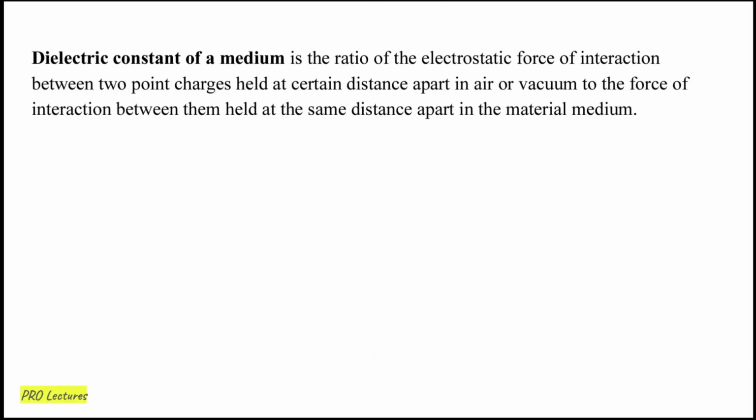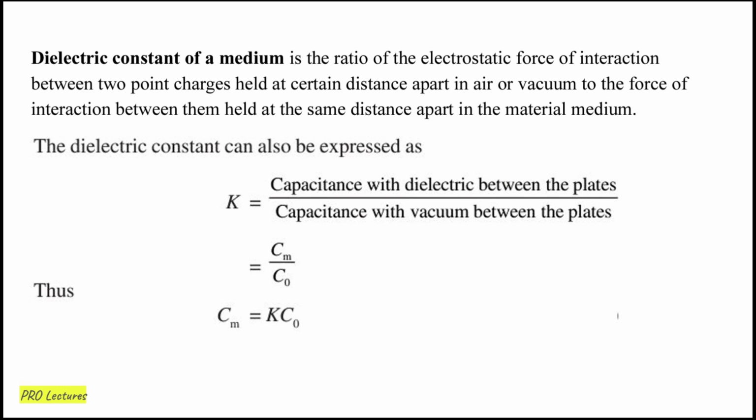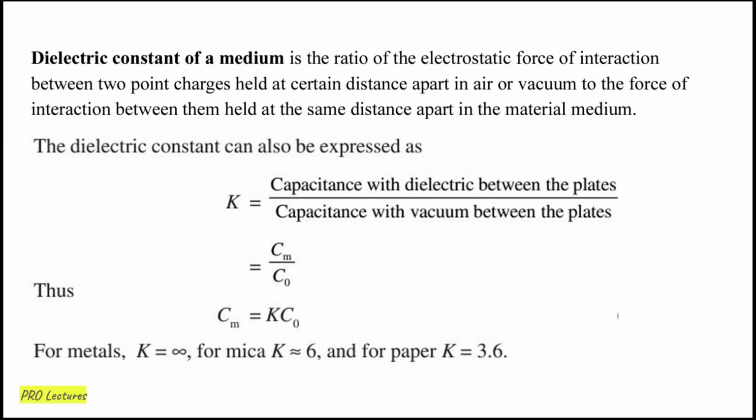The dielectric constant of a medium is the ratio of the electrostatic force of interaction between two point charges held at a certain distance apart in air or vacuum to the force of interaction between them held at the same distance apart in the material medium. That is, K is equal to capacitance with dielectric between the plates by capacitance with vacuum between the plates. This can be written as K is equal to C m by C naught, which gives us C m is equal to K C naught. For example, in metals, the dielectric constant is infinite, while in mica or paper, it's around 6 and 3.6 respectively.